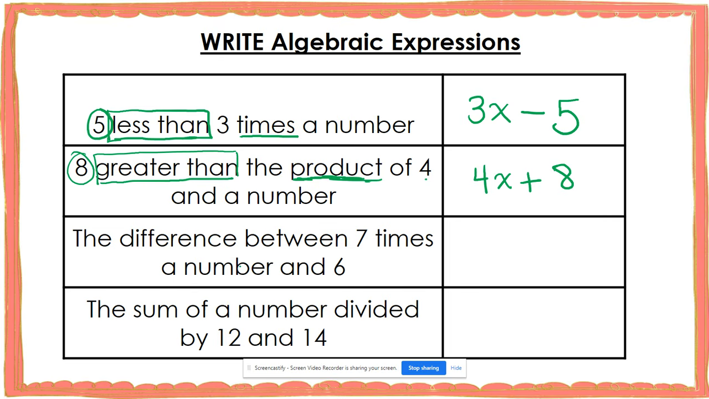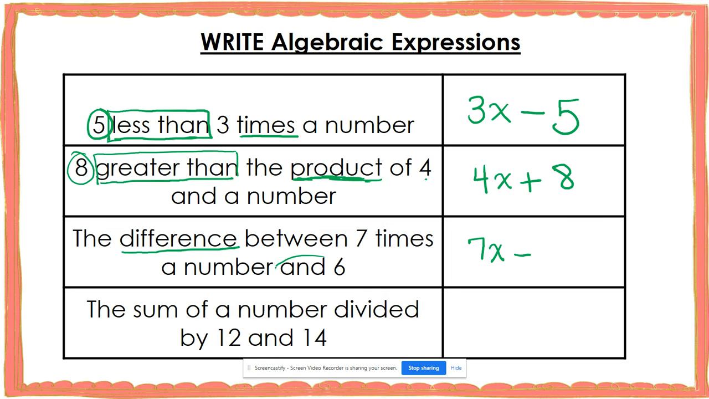Next, I have the difference between 7 times a number and 6. When I see difference, I know that this means subtract, so I'm going to put my subtraction sign. When I see difference, I know that it's always going to be in the order that it's given to me in the words. So this says 7 times a number, that means that's going to come first. So to write 7 times a number, I would write 7x.